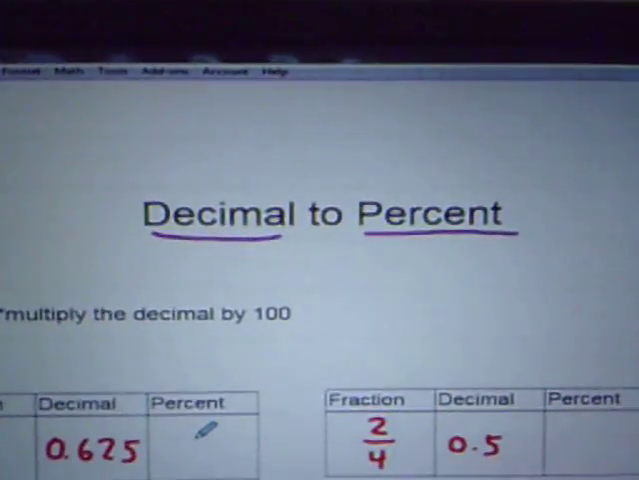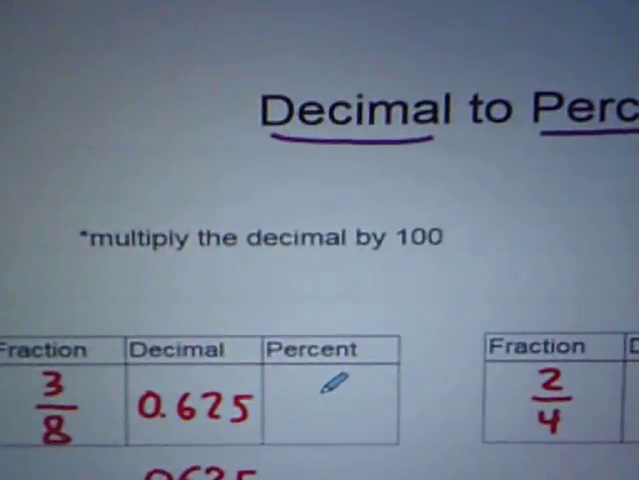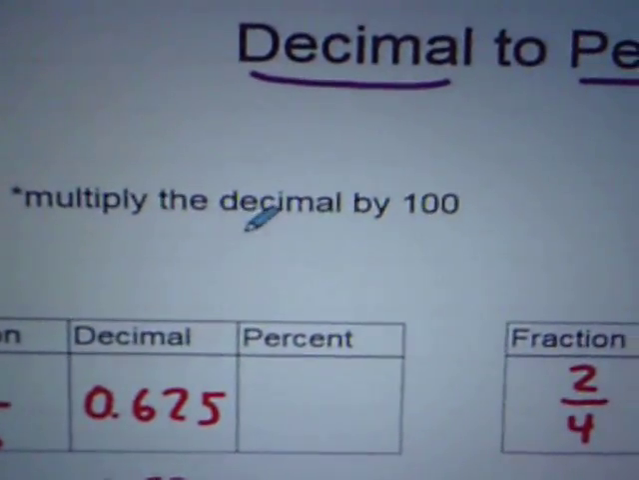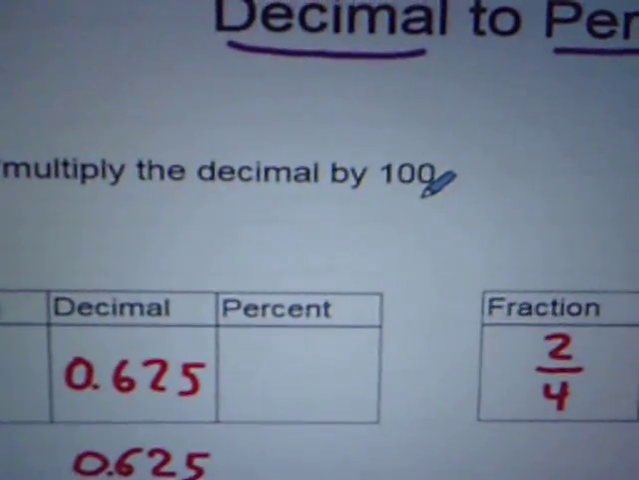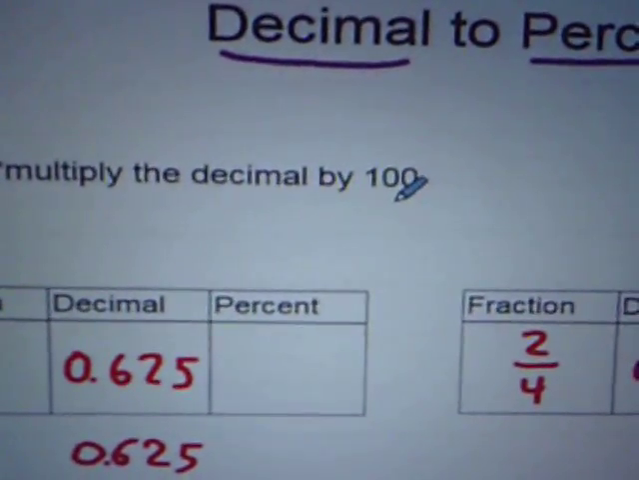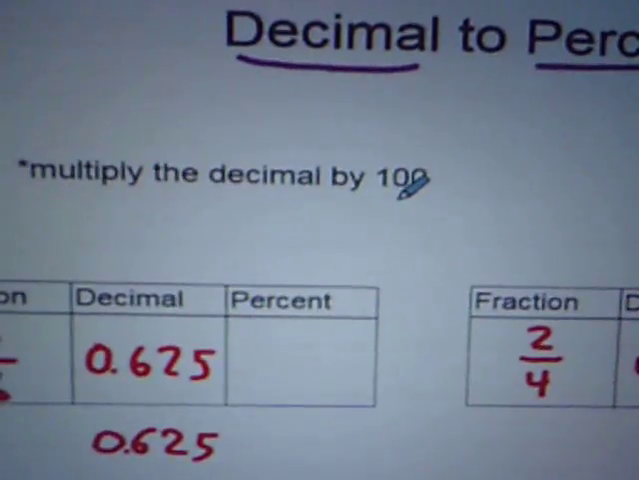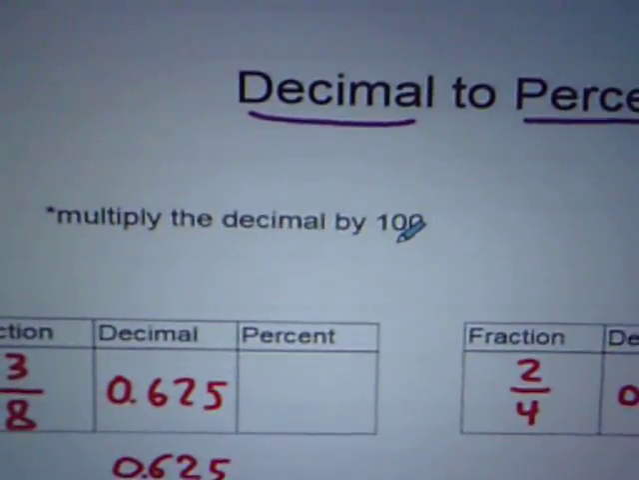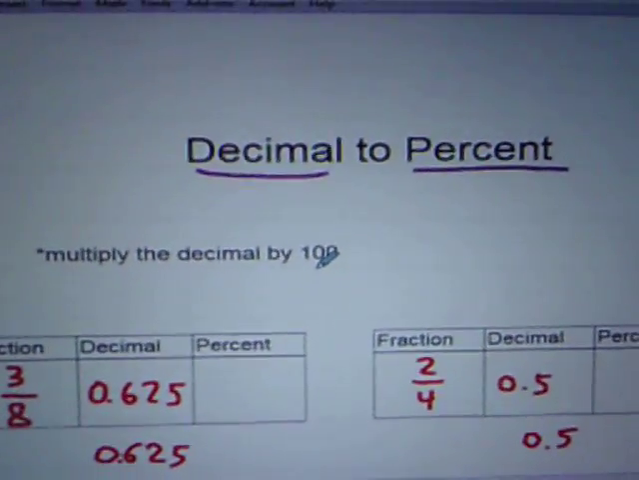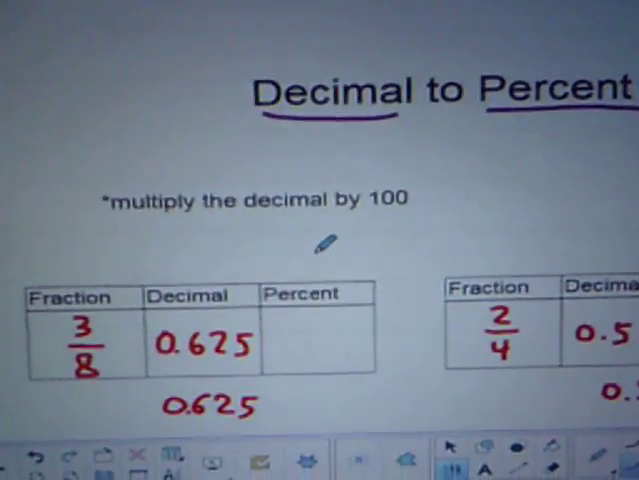And the rule to change a decimal or whole number to a percent is just to multiply the decimal by 100. And we use the number 100 because 100 is the key number in percent. In fact, the word percent just means per 100, part of 100.